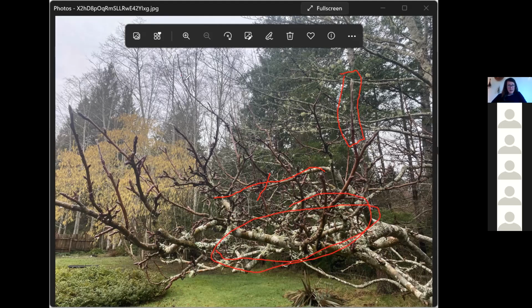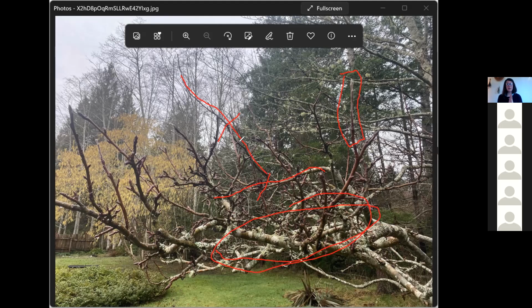This branch over here, I can kind of see going up pretty high. So in that case, a great time to use a heading cut, cut that back. You want to cut to a nice outward facing bud. So the bud that you leave behind, you'd really like it to be facing in the direction you want more growth. If the bud that you leave behind is facing downwards, you're likely to get a downward facing bud. If the bud is facing upwards, well, that might just go straight up vertically. And so you don't really want that either.